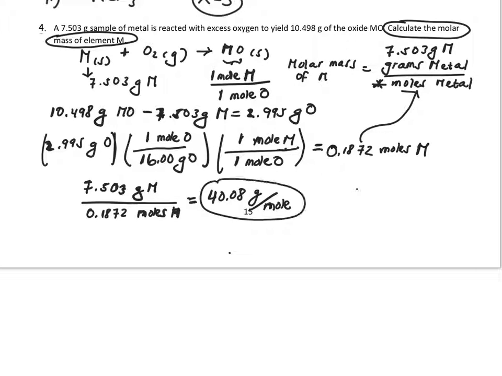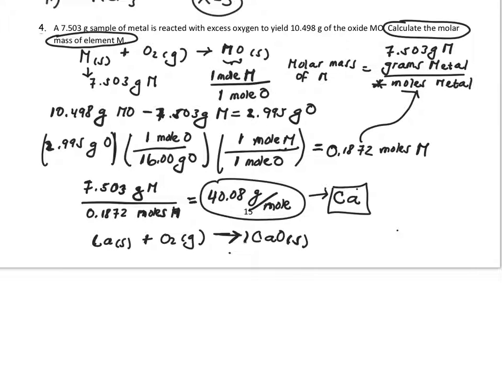And if you look at the periodic table, this is calcium. So this metal is calcium. The overall chemical reaction would look like calcium reacts with oxygen to produce calcium oxide. And we'll talk about balanced chemical reactions later on in our lecture.